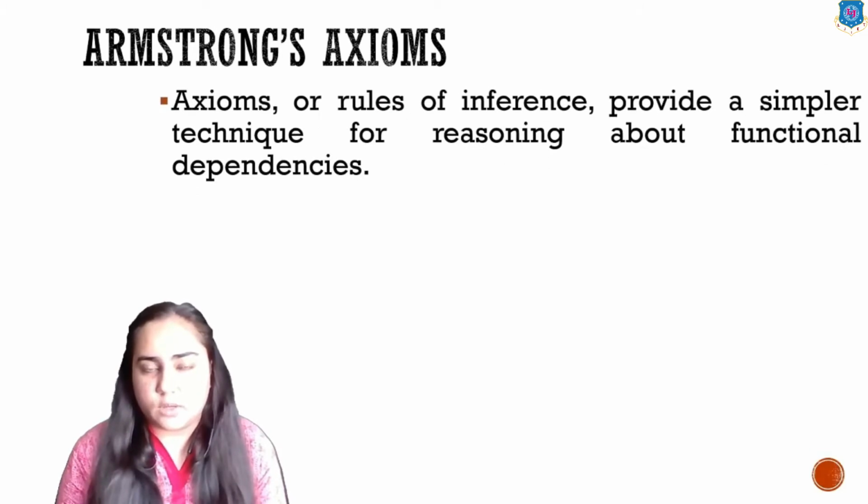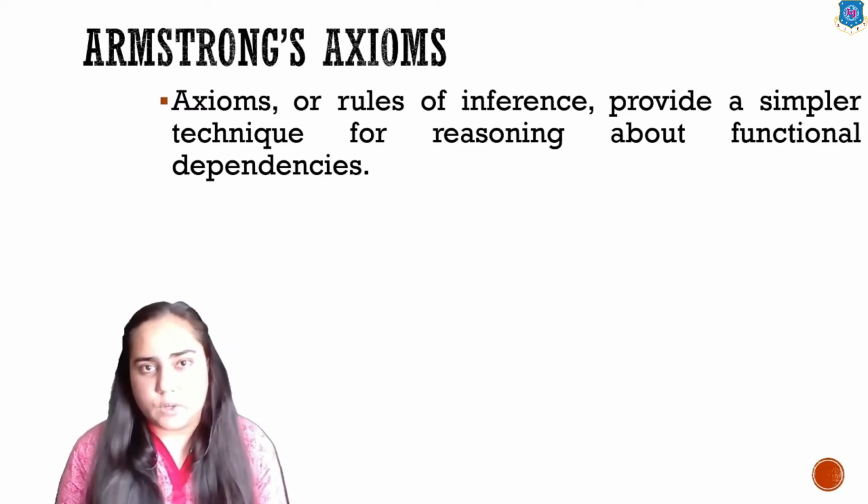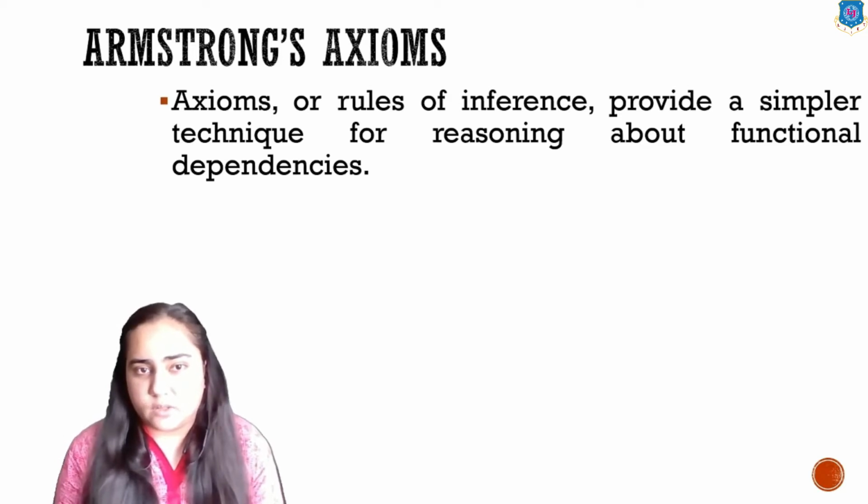Armstrong's axioms, where axioms mean rules of inference, provide a simpler technique for reasoning about functional dependencies. I have explained what functional dependencies are in my previous video. We know that it has something to do with how one column of a table depends on some other column, and you can recognize the value of a column in the table by using the value of some other column. Those things are known as axioms or rules which allow you to find out one dependency from another dependency.